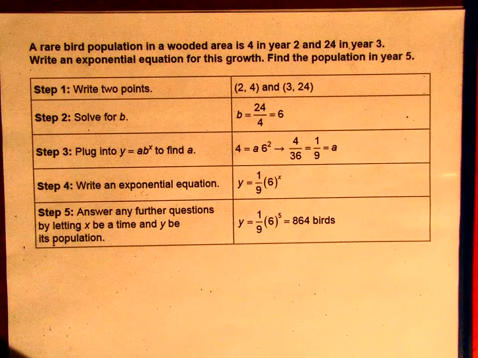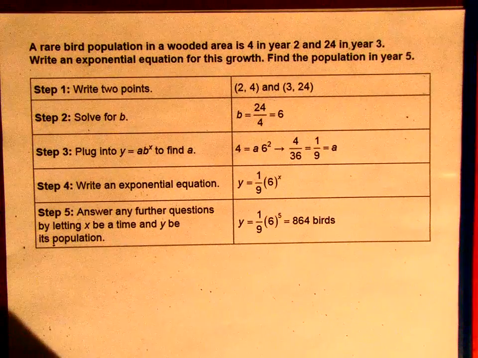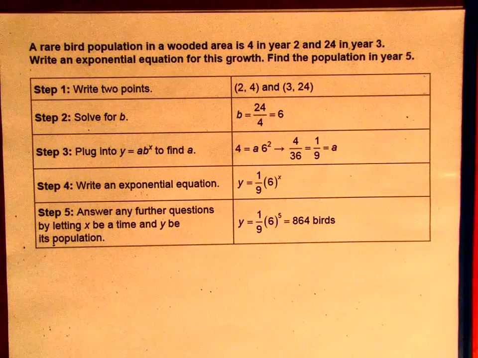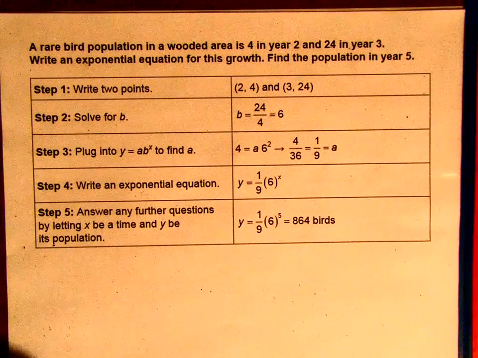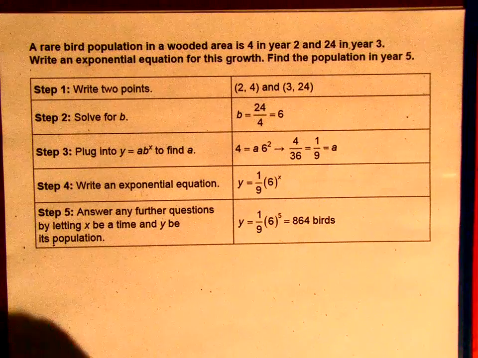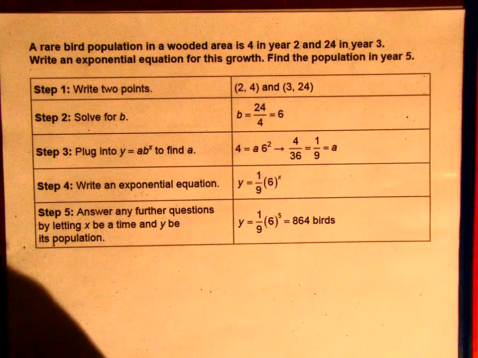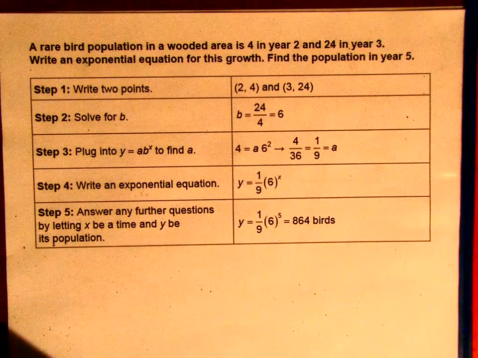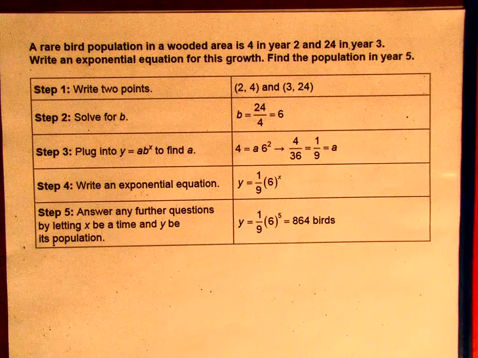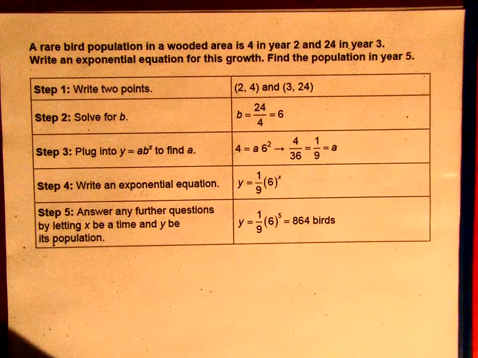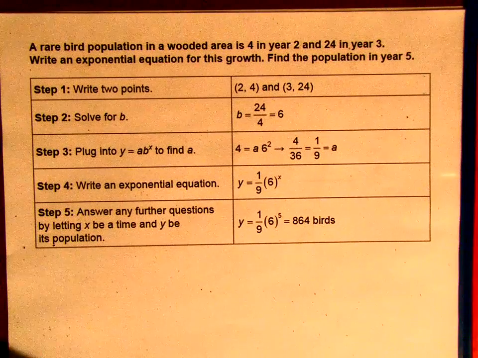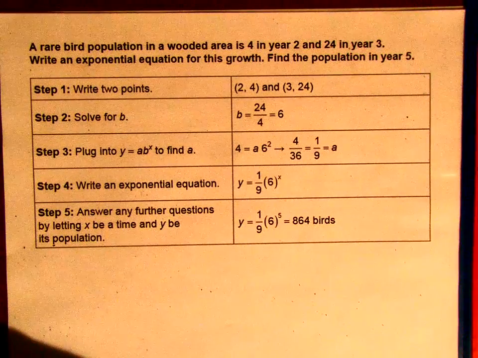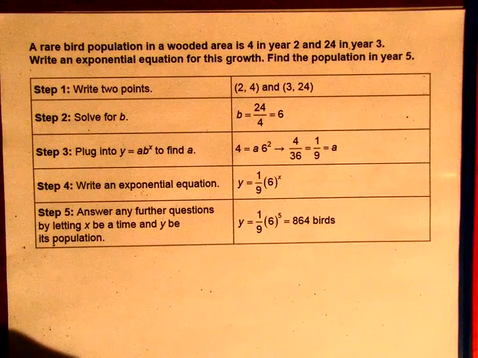So, here are your steps. You want to first write your 2 points. You're going to solve for B. You're going to plug into y equals a b to the x to find A. You're going to write an exponential equation now that you have part A and part B. And then you're going to answer any further questions by letting x be time and y be its population.